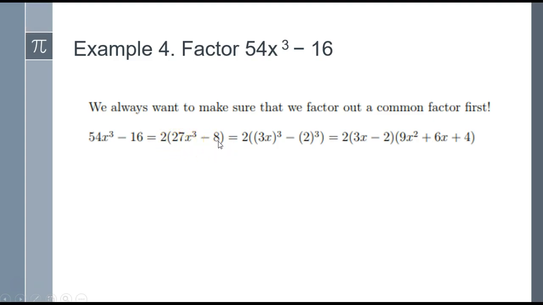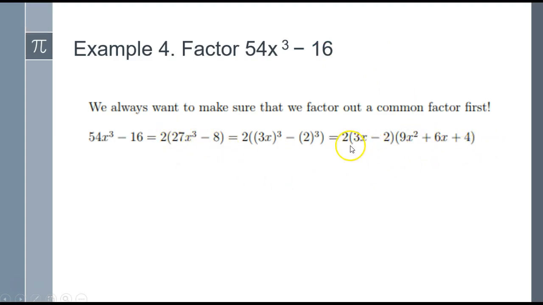27x cubed minus 8 in parentheses. That can be factored as the difference of two cubes, where a is 3x and b is 2. So I've reflected that here, but I keep writing this 2 because it doesn't disappear, it just moved outside the parentheses. And when I'm done, I need to be able to multiply all this out and get back the whole 54x cubed minus 16. If I stop writing the 2, my answer will only result in 27x cubed minus 8.